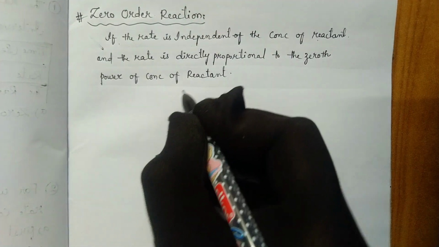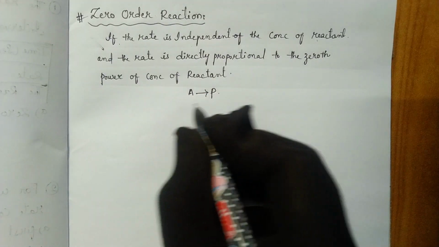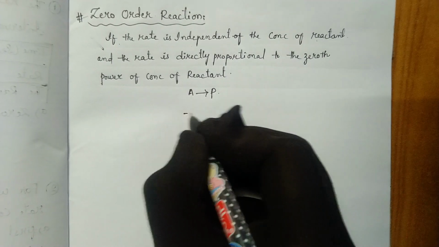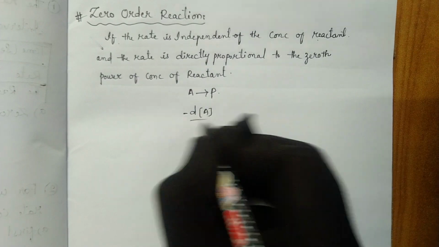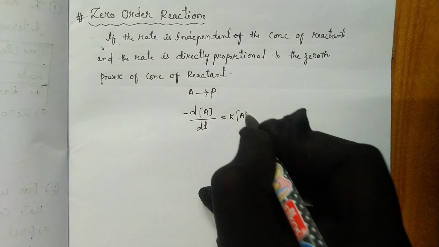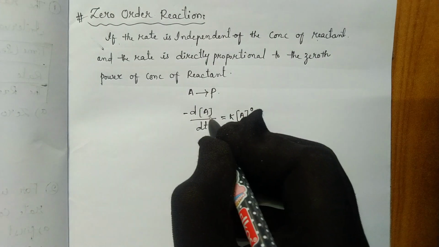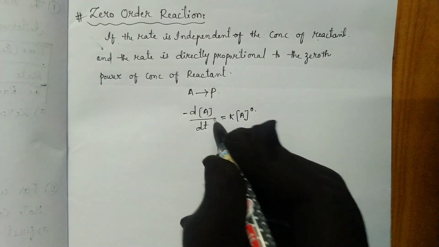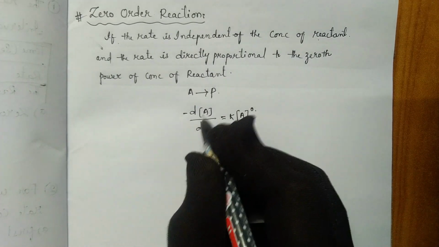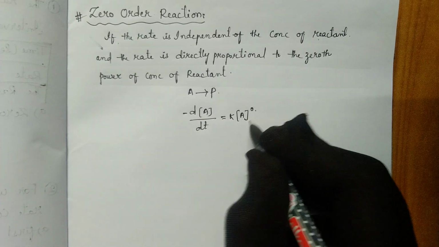Now let's take a reaction: A gives rise to product. Let's say it is a zero order reaction. Then we can write the rate law for this reaction: minus d[A]/dt is equal to k[A]^0. Here the minus sign indicates the decrease in concentration of reactant A. So minus d[A]/dt, the change in concentration of A with time, is equal to k[A]^0.